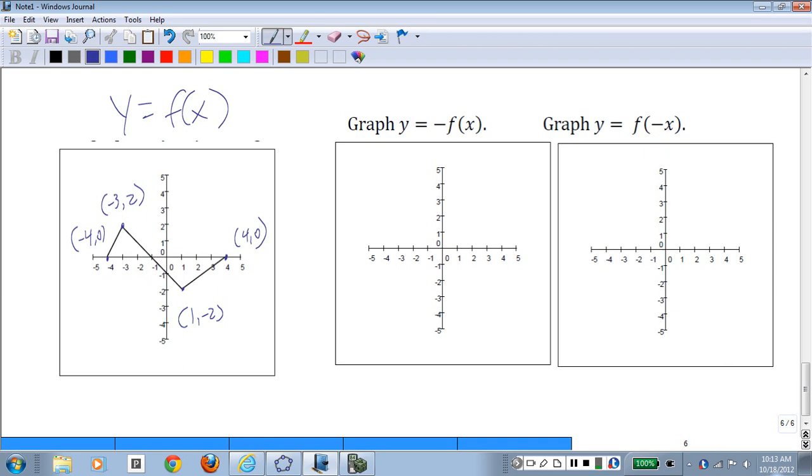So negative 4 is 0. When you multiply 0 by negative 1, you get 0. So (-4, 0) stays there. And I'll go ahead and look at the other. (-1, 0) is an x-intercept. It'll stay there. (4, 0) stays put right there. (-3, 2) moves down to (-3, -2), same x-coordinate, opposite y-coordinate. So it looks like that.